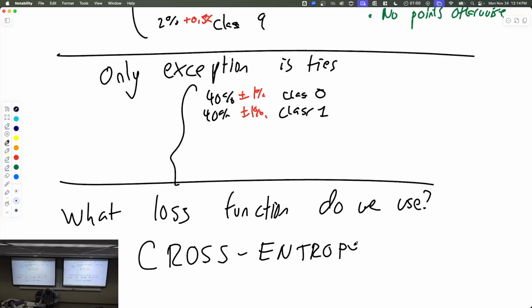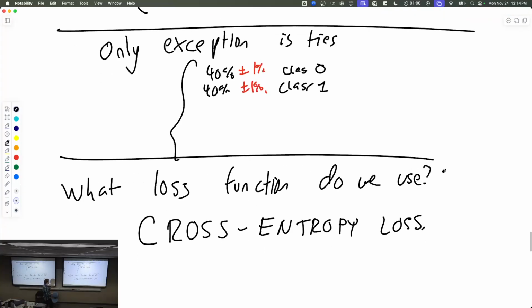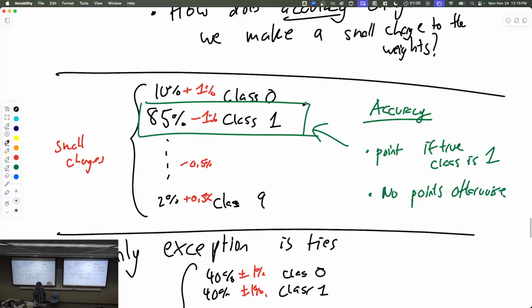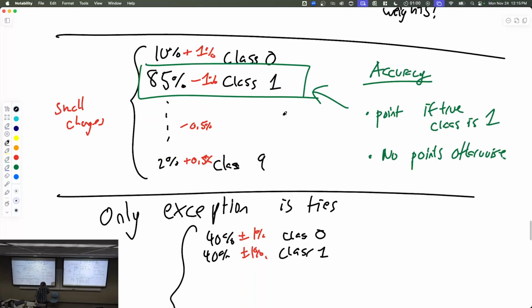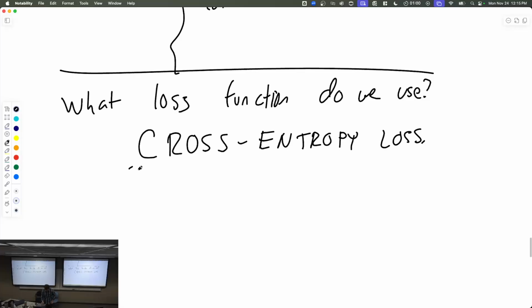Okay. And the cross entropy loss, it doesn't just take into account the maximum value like the accuracy. It takes into account what was the probability inside the maximum class. You want this to be as close to 100% as you can. So increasing the probability of the correct class gives you a higher score, gives you lower loss. So the cross entropy loss is the one that does this.